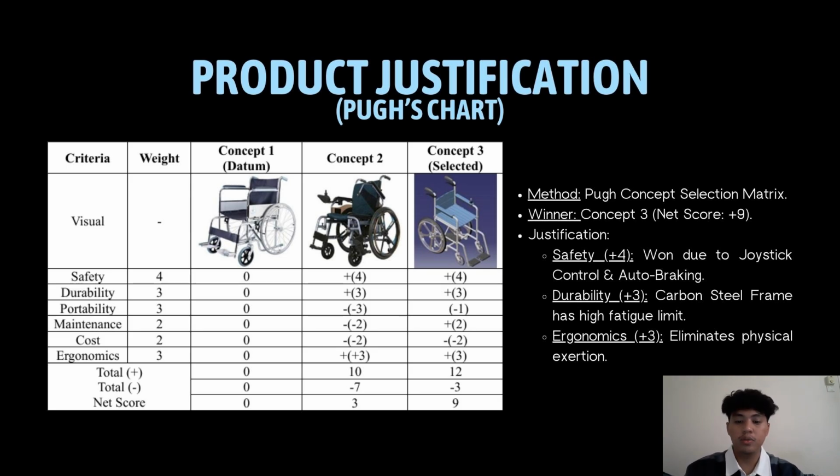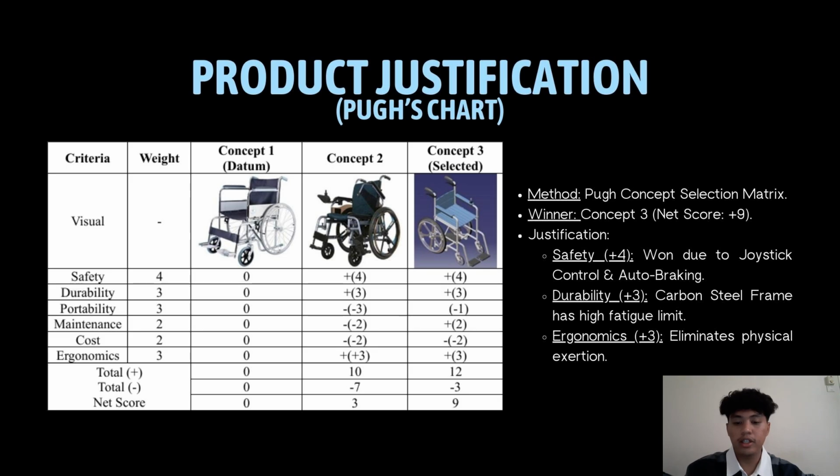There are three key reasons why concept 3 is our selected design. First is safety. It outperforms the others by incorporating joystick control and auto braking, significantly reducing the risk of accidents. Second is durability.